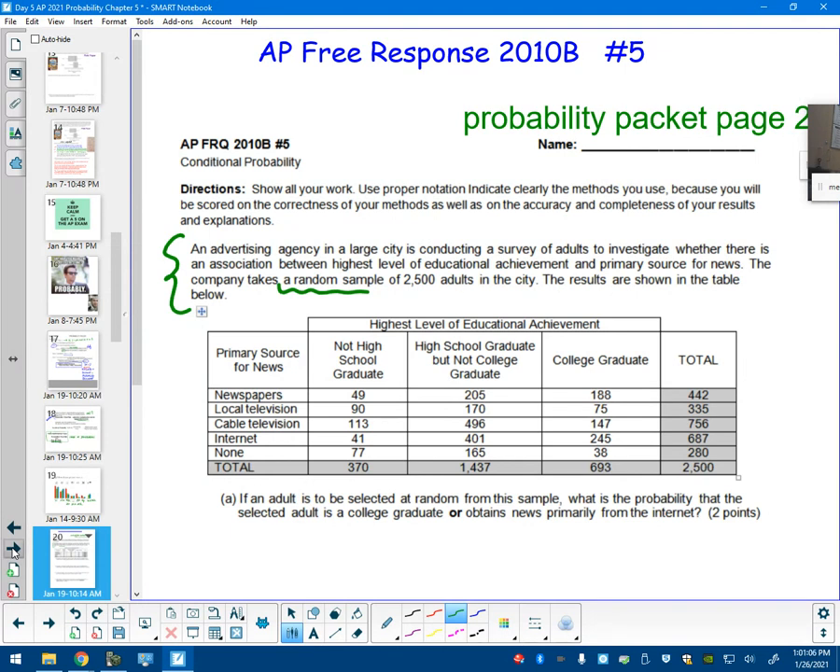The next thing I would like to do is put in some abbreviations so we don't have to write this all out. I'm going to call not high school graduation HG with a superscript C. That means high school graduation not. High school graduate but not college graduate, I would call that HG, and college graduate we'll call CG. And then we have newspapers, local TV, cable television, internet, and none. I would probably just use the word none.